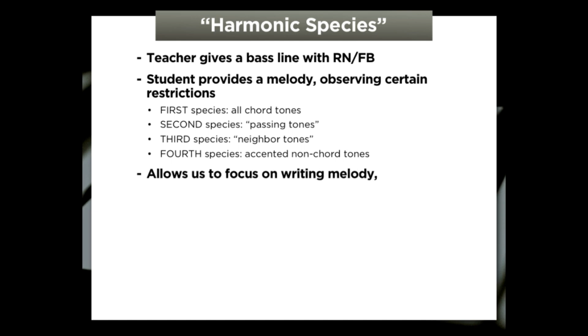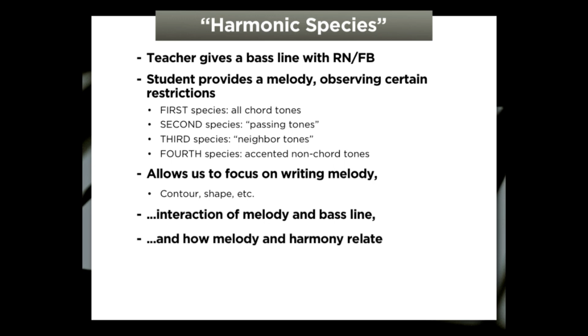The reason why we do this particular type of exercise now in Theory 101 is it allows us to focus on writing melody. When we jump right into 4-part harmony, there's so much focus on chords and making sure all 4 voices are doing what they need to be doing that it can detract from the focus we give to melody. So here we're writing melodies, and we have breathing room now to think about their contour, their shape, how the melody and the bass line interact, the kind of intervals that they use, the kind of motions they use against each other, and ultimately how melody relates to harmony, because each exercise is governed by a certain harmonic structure that is given in the Roman numeral and figured bass.